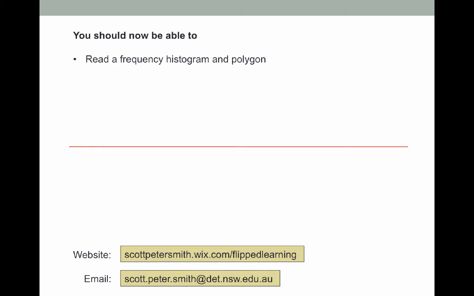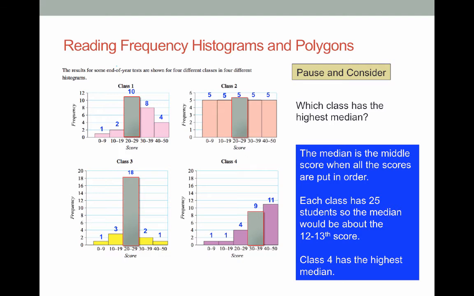And that's it. That's just a few questions that you might be asked from some frequency distribution histograms and polygons. It's important to note what the scores are whenever you read a graph like this, and what the frequency is and what scale they've used, and that helps you to read the graph.